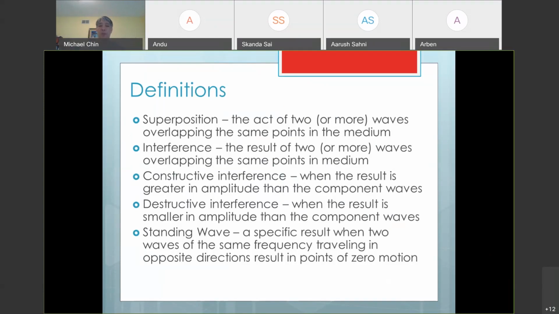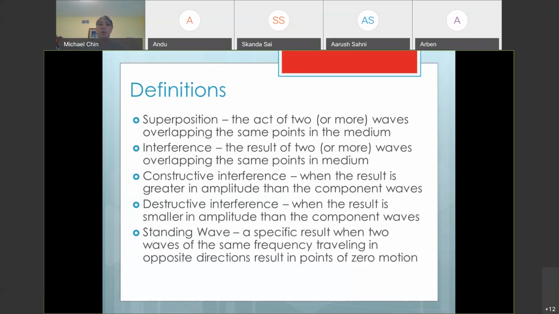Definition-wise, superposition. We use superposition in all sorts of areas within physics. It's basically add two things together, or add multiple things together. We use superposition for electric fields. We use superposition for magnetic fields. We're also going to use it in terms of waves. All it means is we add the two amplitudes at that point in time and space together.